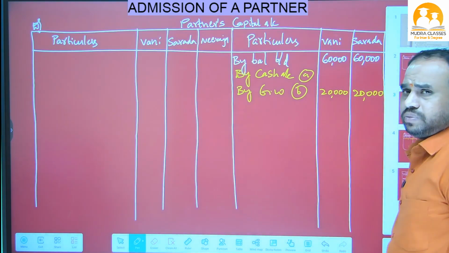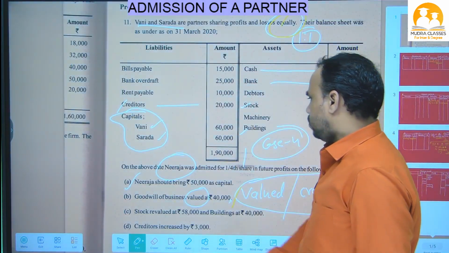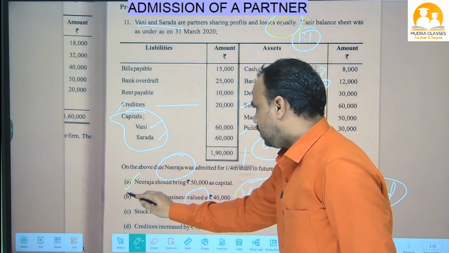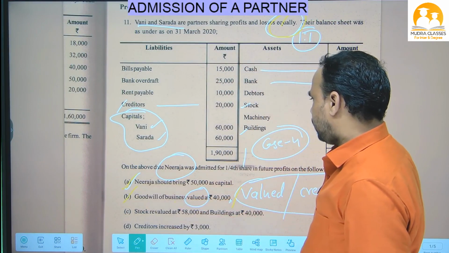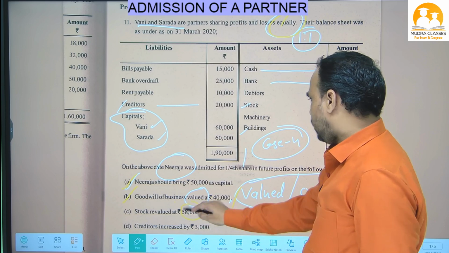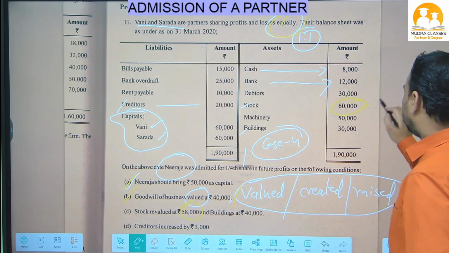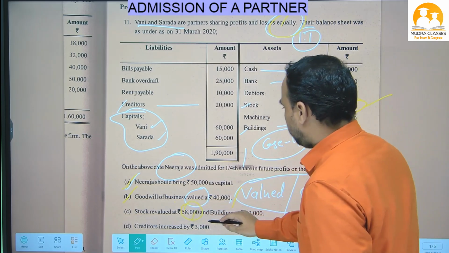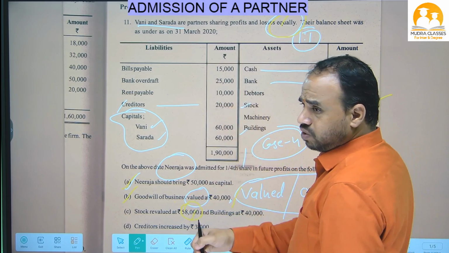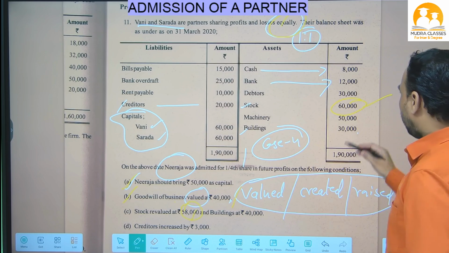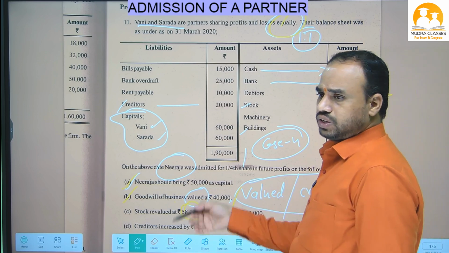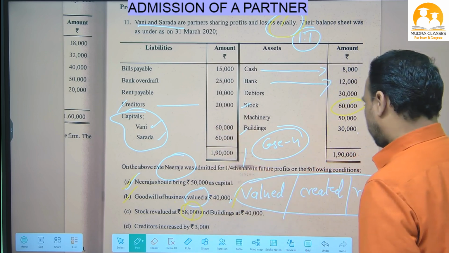See the next adjustment. So these two are completed. A completed, B completed. Now see C. Stock revalued to 58,000. Here how much stock is given? We have 60,000. Here how much is given? 58,000 rupees. That means in the adjustment, 2,000 stock decreased.